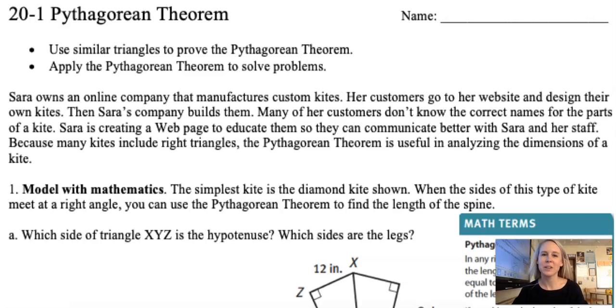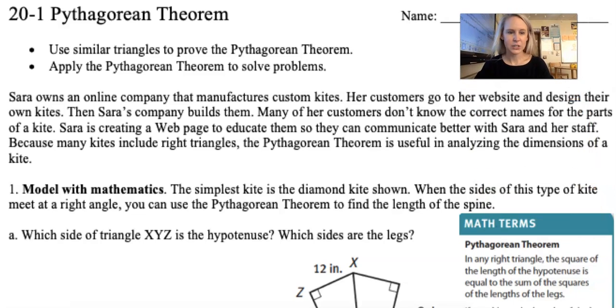Hopefully you remember this from middle school. We've also talked about it in Module 1, but we're going to use similar triangles to prove the Pythagorean Theorem today, and then we're going to apply the Pythagorean Theorem to solve some problems. So hopefully you remember the Pythagorean Theorem works only in a right triangle. So let's take a look at some pictures.